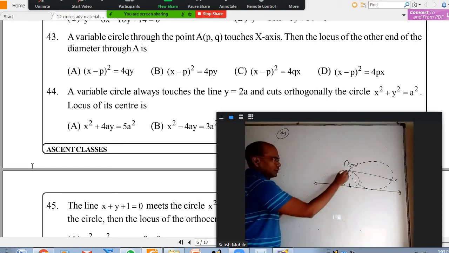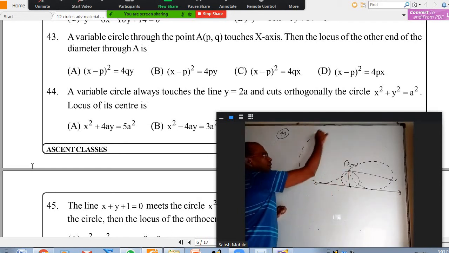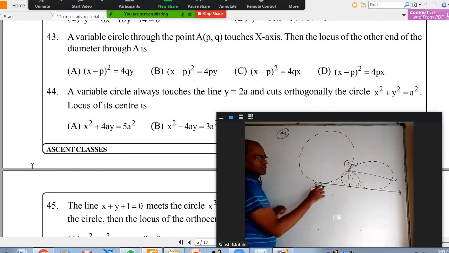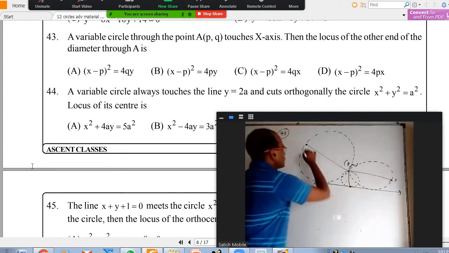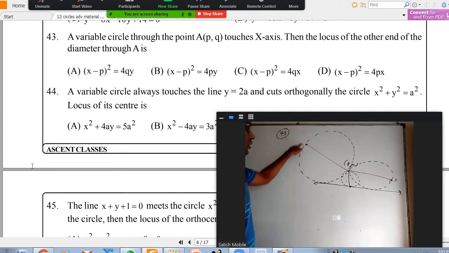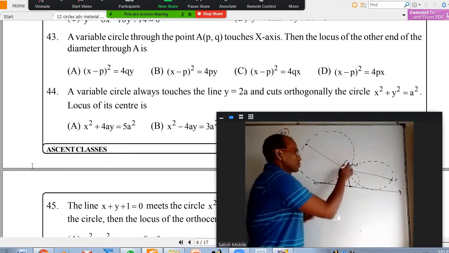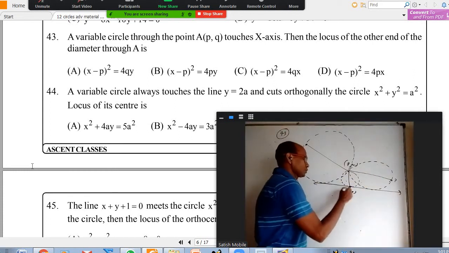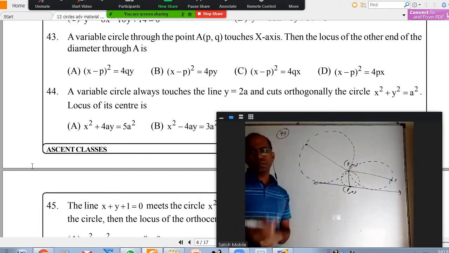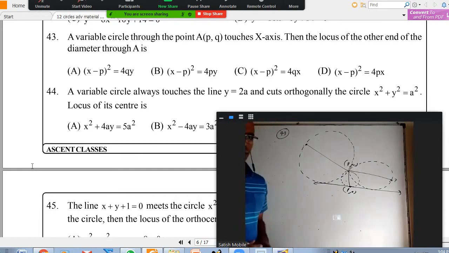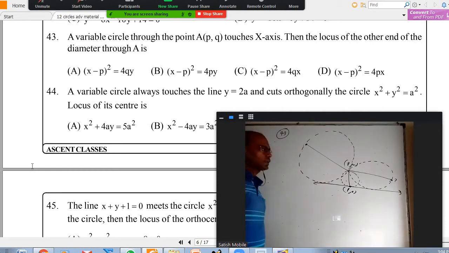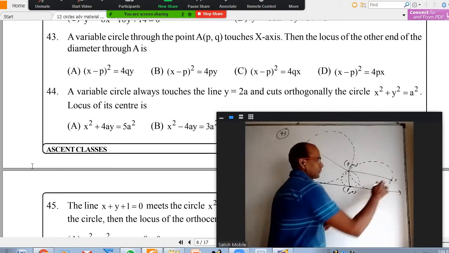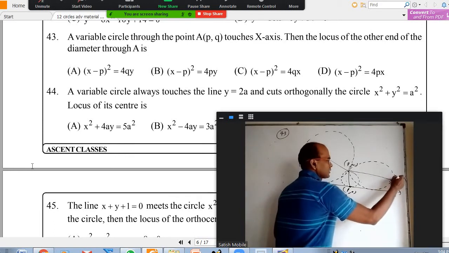And there can be a very big circle like this touching the x-axis. The diameter will be this. They want the locus of this point, and this point. It is somewhat a parabola like this. I'm sure, straight down, this point is P, 0. It's a vertical parabola with P, 0 as a vertex. You may be able to guess from the options also somewhat what it is. Okay, apart from that, how to do it? Take this other end of the diameter as x1, y1.